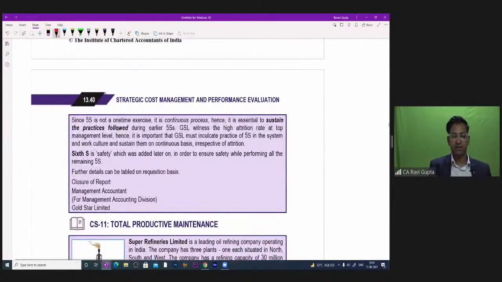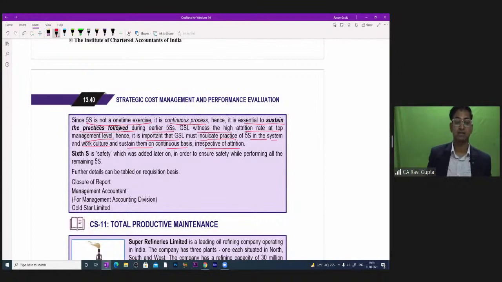Then, since 5S is not a one-time exercise, it is a continuous process. Hence, it is essential to sustain the practices followed during the earlier 5S. GSL witnessed a high attrition rate at the top management level. Hence, it is important that GSL must inculcate the practice of 5S in the system and the work culture and sustain them on a continuous basis, irrespective of attrition.